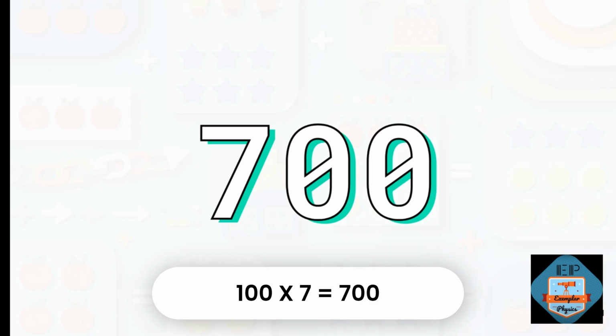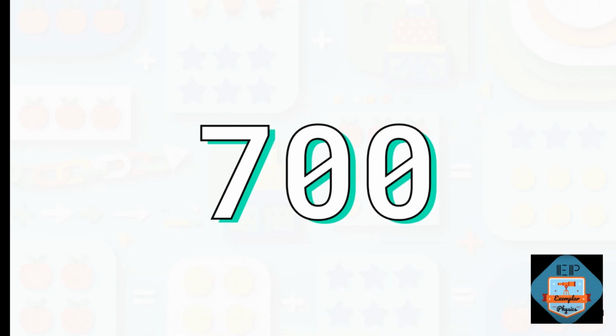Just by understanding that 100 added 7 times means 7 groups of 100, you solved a massive math puzzle in just a few seconds? Incredible!